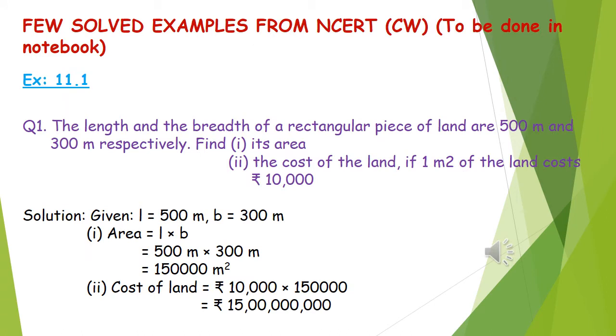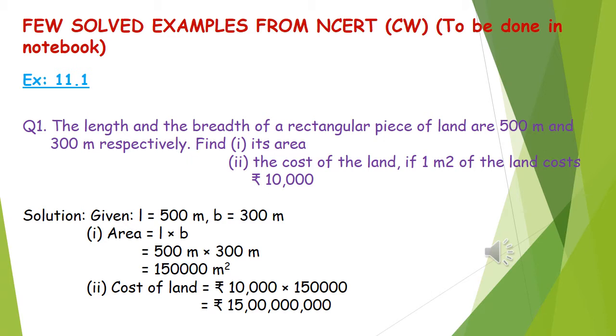We'll be starting with the first sum of Exercise 11.1. These are your classwork from the NCERT book. The length and breadth of a rectangular piece of land are 500 meter and 300 meter respectively. Find its area, and in the second part they're asking to find the cost of the land if 1 meter square of the land costs 10,000 rupees.